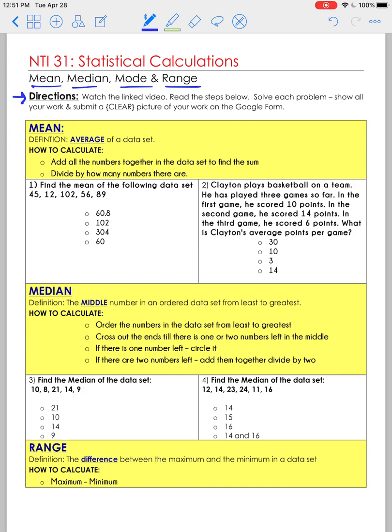Okay, so the first one we're going to talk about is mean. And another word for mean is average. So to calculate an average, all we have to do is add the numbers all together in the data set to find the sum. And then we're going to divide by how many there are.